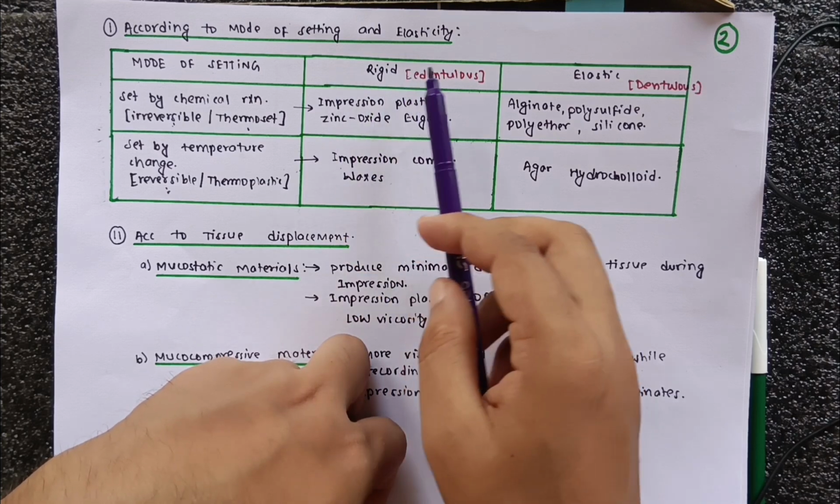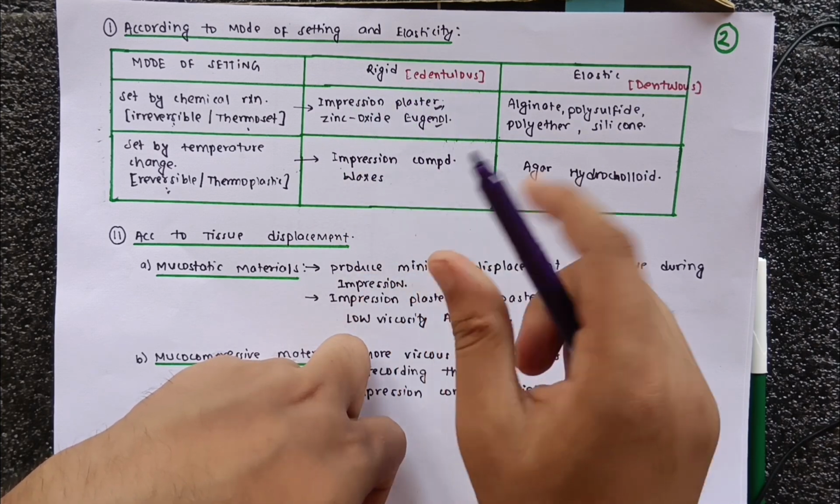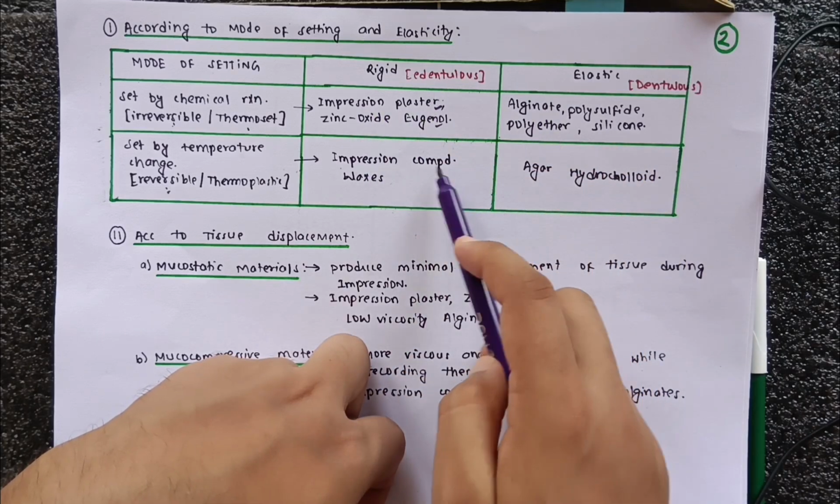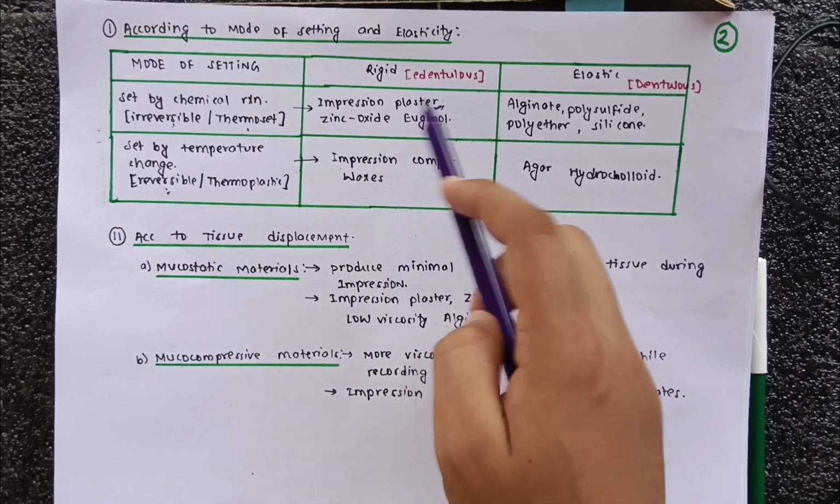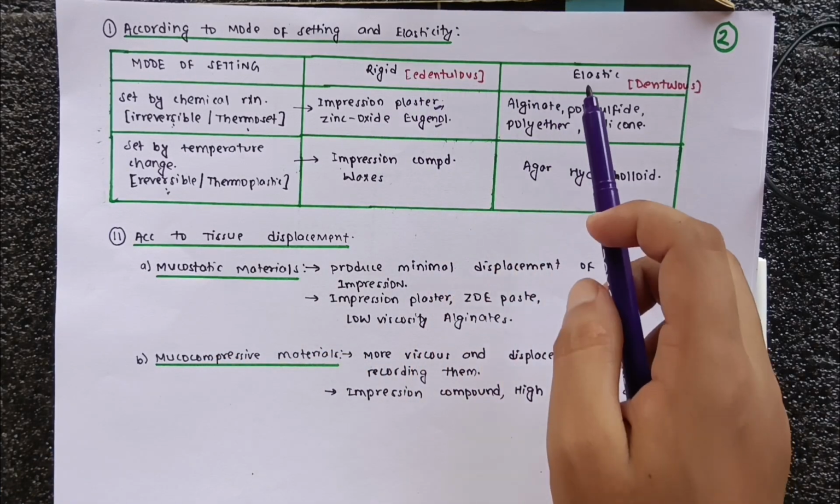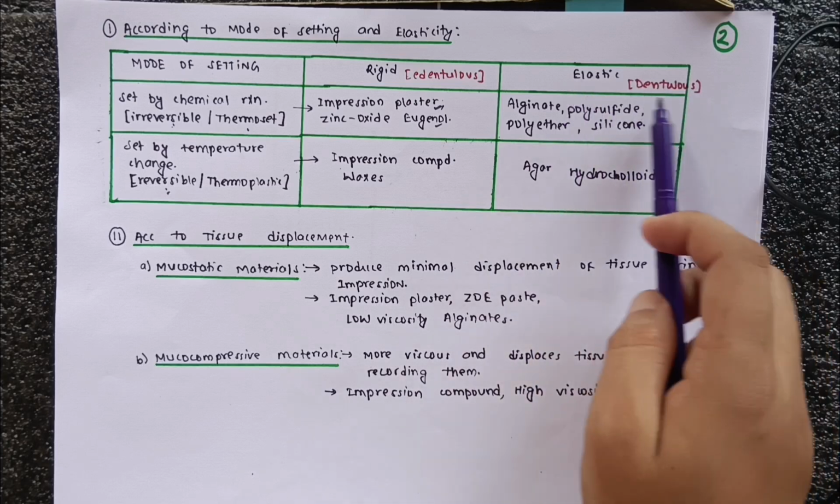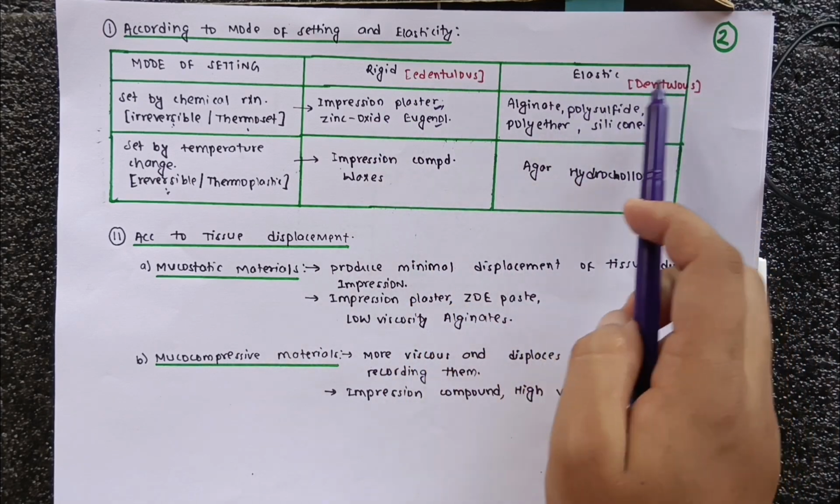So the rigid impression materials are used for the edentulous arch, because in the edentulous arch there are no more undercuts. In the undercuts we can't use the impression compound, the waxes or the impression plaster. But the elastic impression materials we can use in the undercuts, so they are used in the dentulous arch. So rigids are used in the edentulous arch and elastics are used in the dentulous arch.